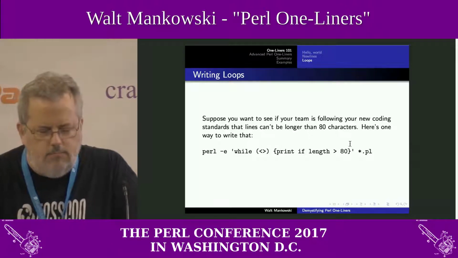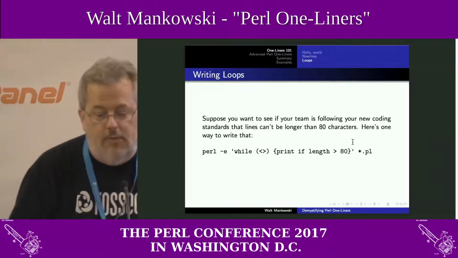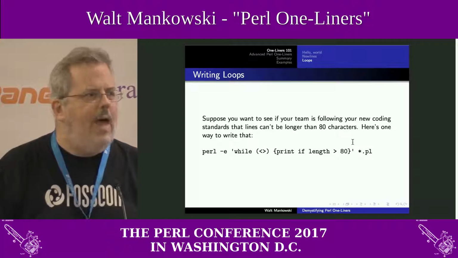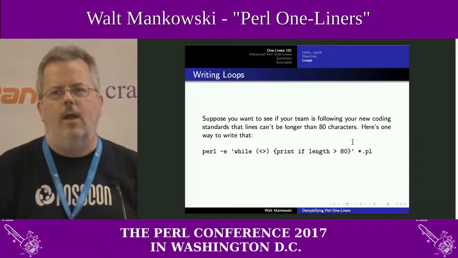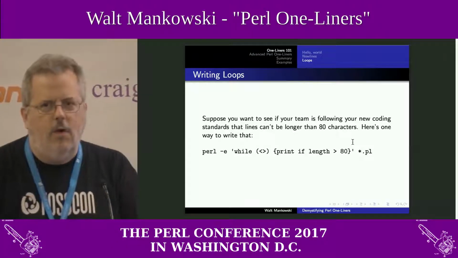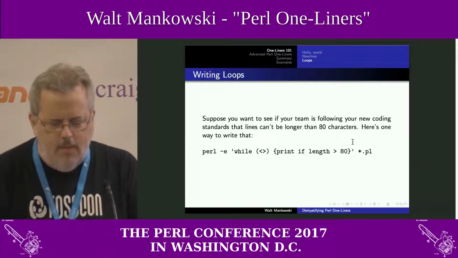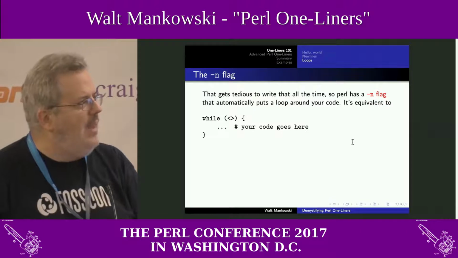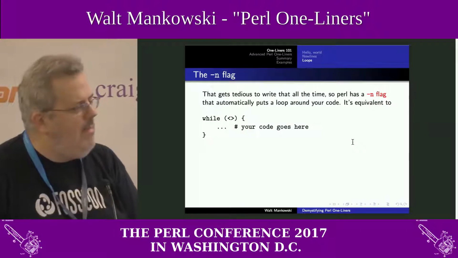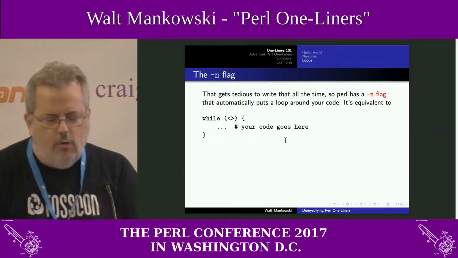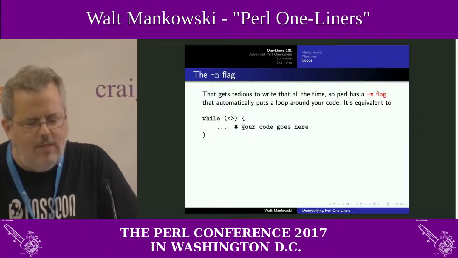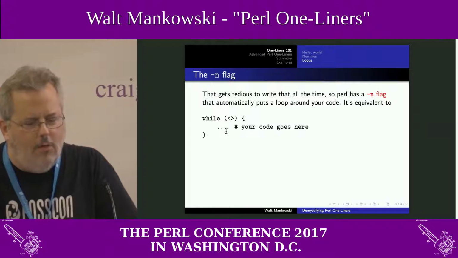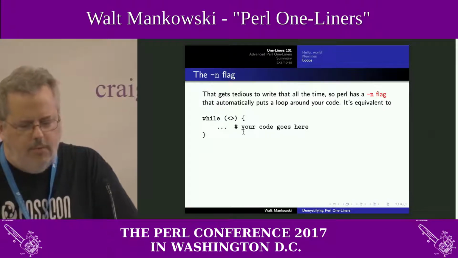And now this is all fine, and this will work just fine, but this is a really common pattern that comes up over and over again. So that gets really tedious. So if you add the -n flag, then it automatically puts a loop around things. So really all the code that goes after the -E then gets implicitly put into a while loop, like a while less than greater than loop.